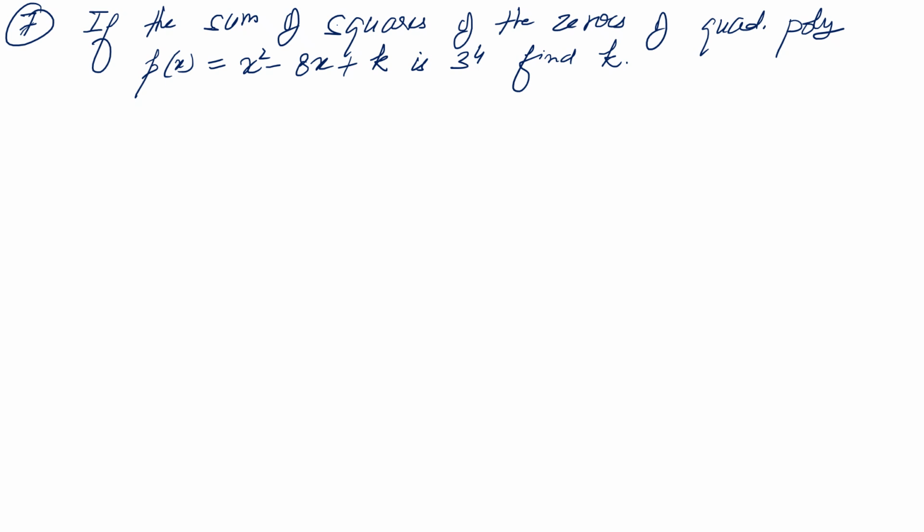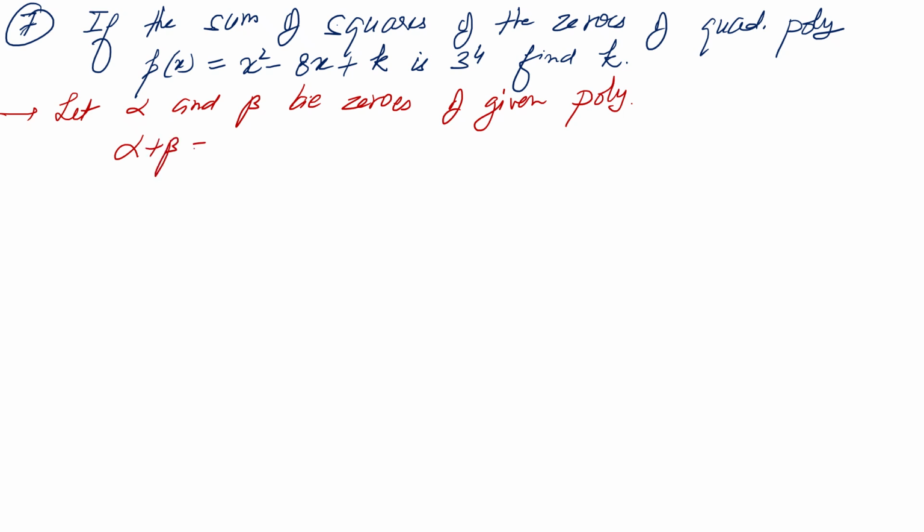तो यहाँ पे क्या गिवन है? Sum of squares. So हमने मान लिया let alpha and beta be zeros of given polynomial, right? इसके zeros हैं. तो sum of zeros हम क्या लिख सकते हैं? This is equal to minus b upon a, minus the coefficient of x upon coefficient of x square. So यहाँ से इसकी value 8 आ जाएगी। Alpha into beta क्या होगा? Constant term divide by coefficient of x square. Let this be k.